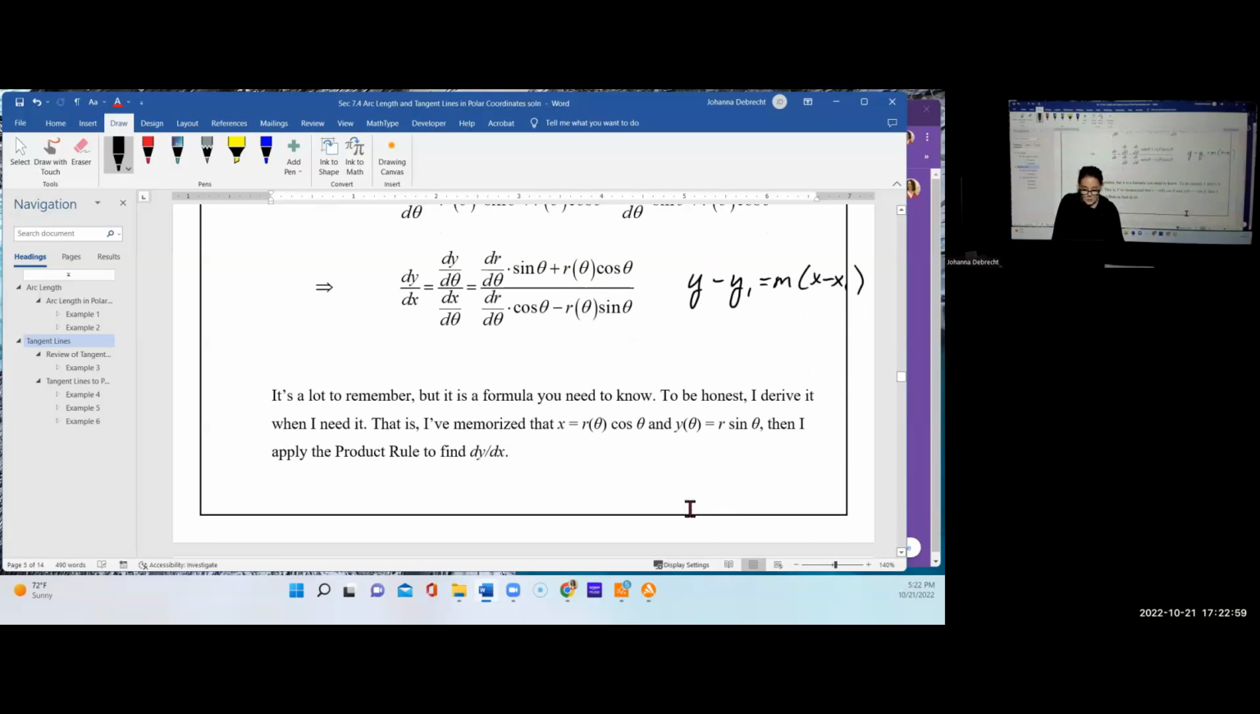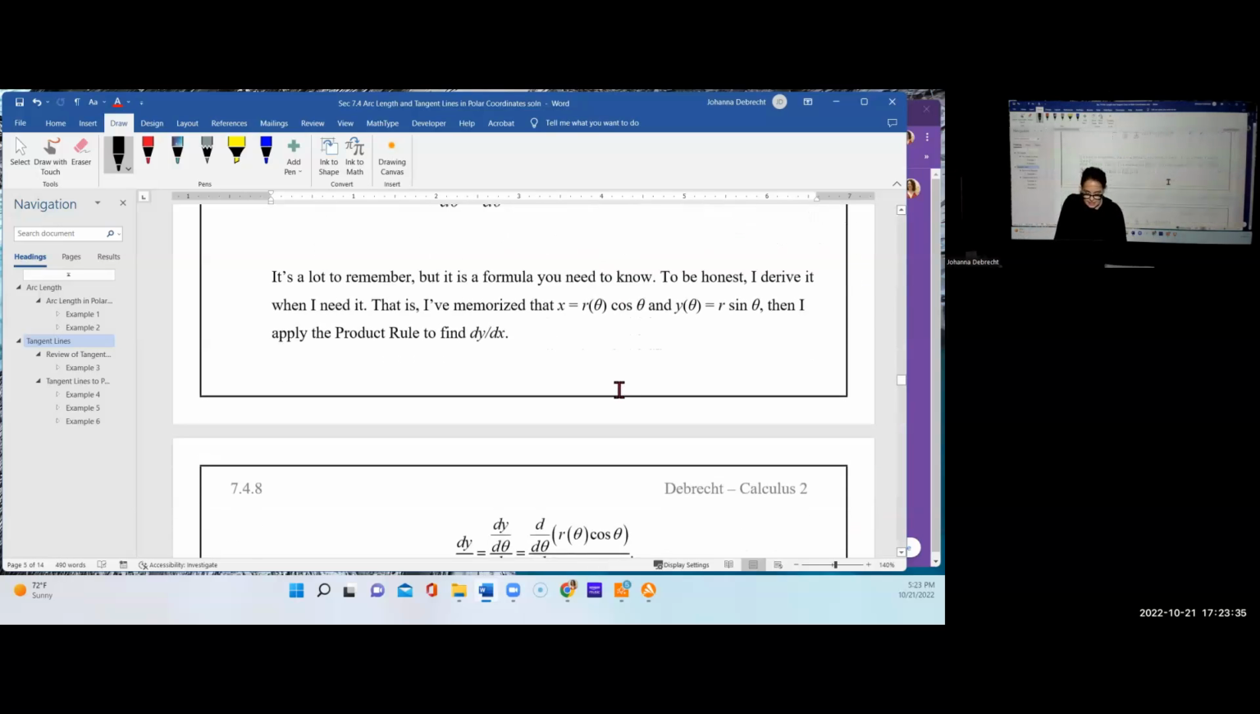Now, it's a lot to remember. This formula is pretty confusing. I have had students memorize it, but the thing is, it probably won't stay with you. This idea probably will: dy d theta divided by dx d theta probably will stay with you. And probably you have memorized already from trigonometry the relationship between r and y and the sine of theta. So you can get this formula by instead deriving it every time. So what I do is exactly that.